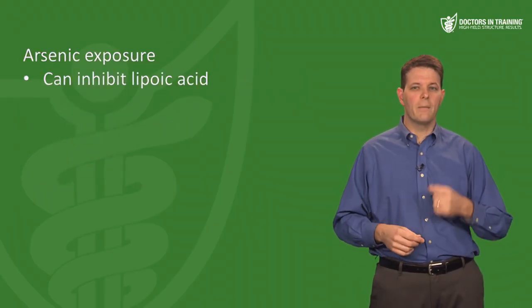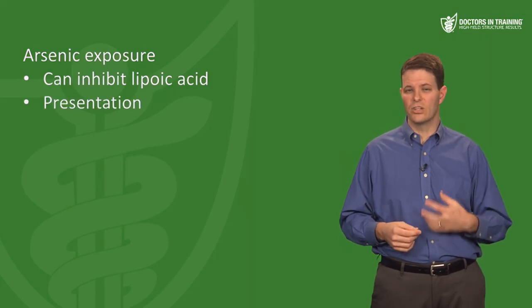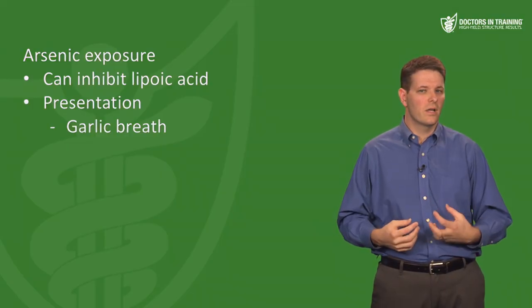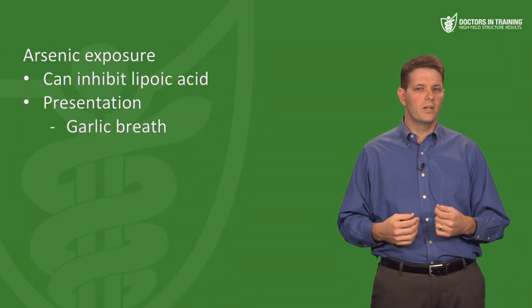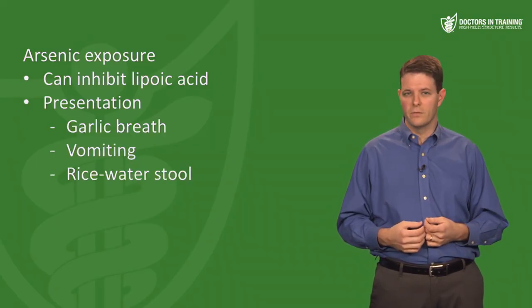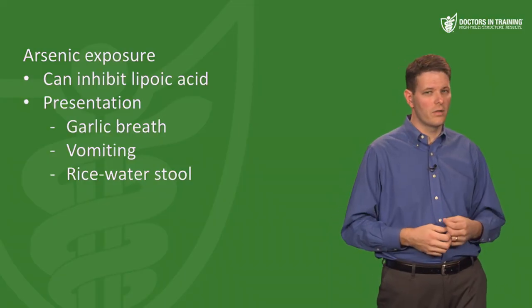You should also know that lipoic acid can be inhibited by arsenic, which manifests clinically as garlic breath. So if on your test you're given a patient with breath that smells like garlic, think about arsenic. These patients will have GI problems like vomiting and rice water stool as well. So arsenic poisoning is going to look like gastroenteritis plus garlic breath.